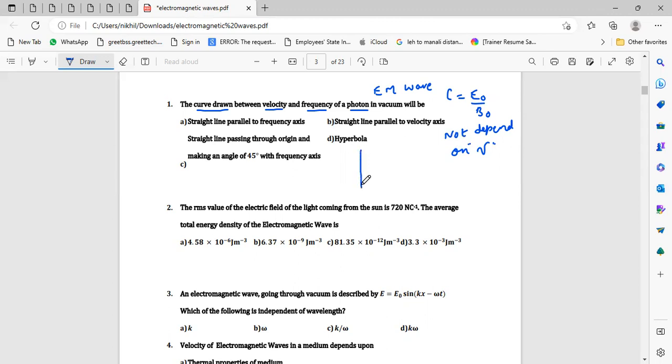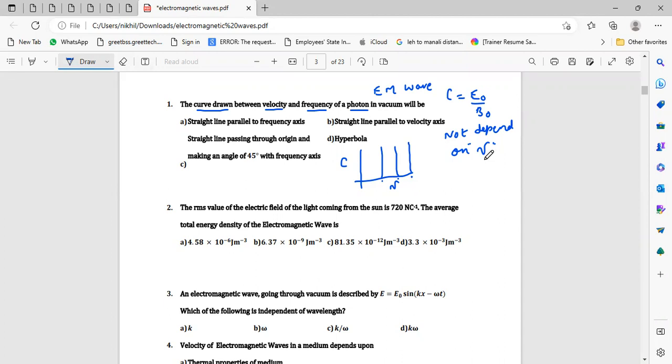So if I plot the graph between the speed of the electromagnetic wave and the frequency, it is going to be a straight line, which is parallel to the axis which is going to change. Frequency keeps on changing, but the speed has to remain the same. Even if you change the frequency, the speed will remain the same.